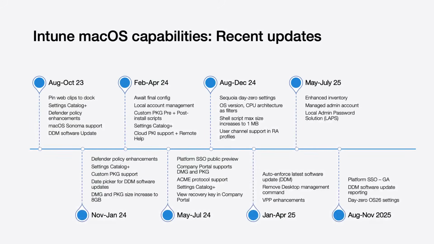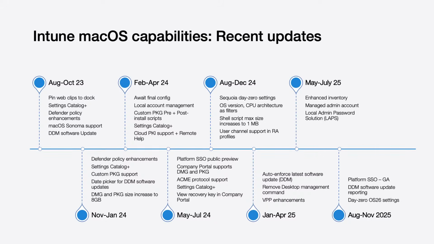So this is what we've been up to over the last year. It always seems like a lot when you look back, and it never seems like quite enough when you look forward. But this is what we've been doing. So in August to October, we did pinning web clips to the dock. We added a whole bunch of things to settings catalog. You'll see us add things to settings catalog almost every month. So as Apple releases settings, we import them and they automatically get added to settings catalog. So that's why we often seem ahead of many of our competitors.